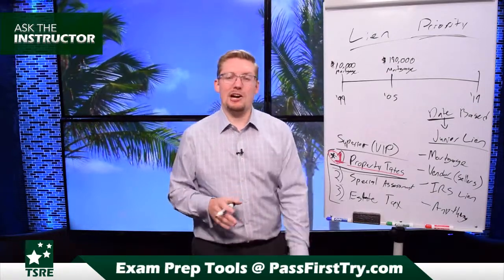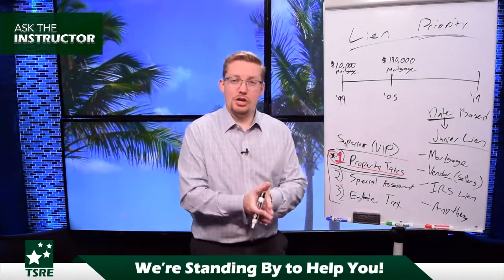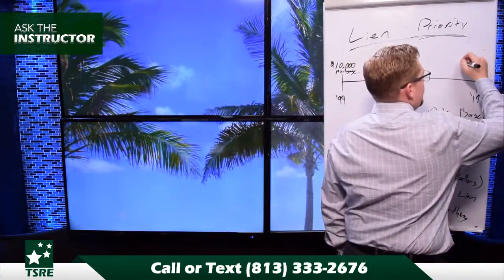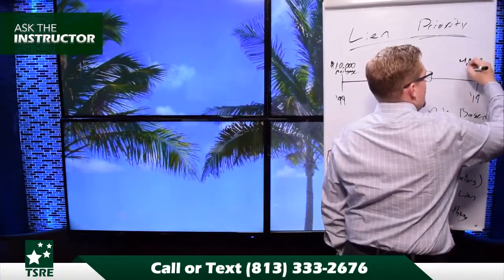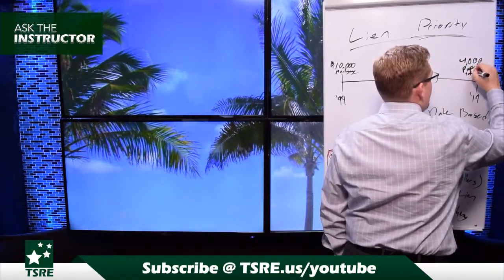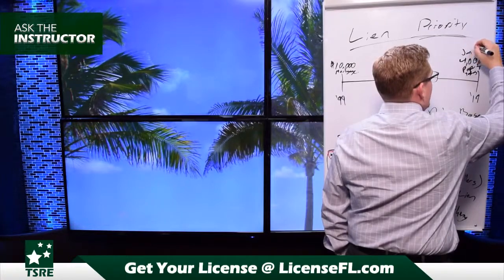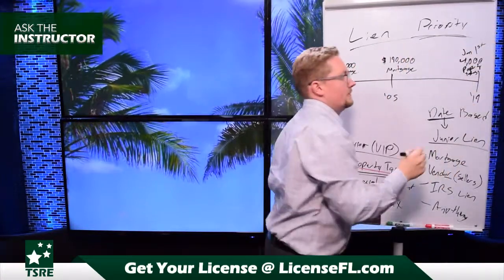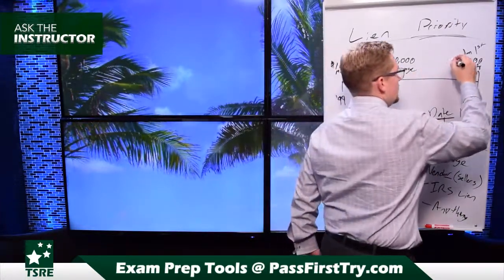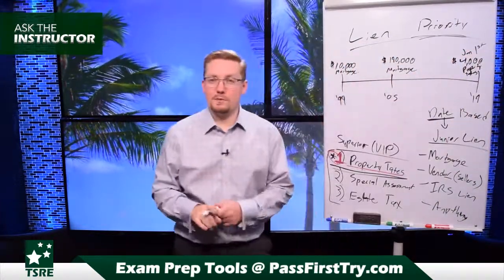Because property taxes aren't payable until November 1st. And what they do every year on January 1st is place a lien. Let's say you have $4,000 in property taxes, and they put that there on January 1st of this year. Now that doesn't mean that you're behind on your property taxes. That's just telling you what this year's property taxes are.